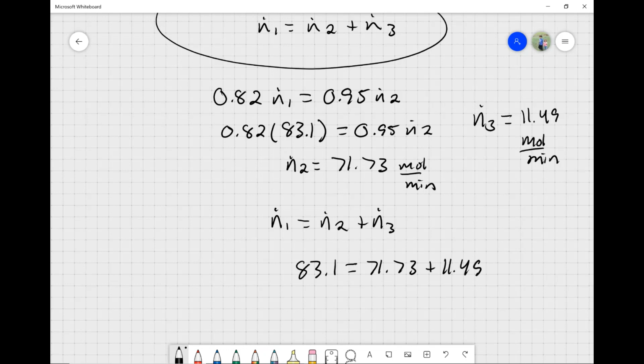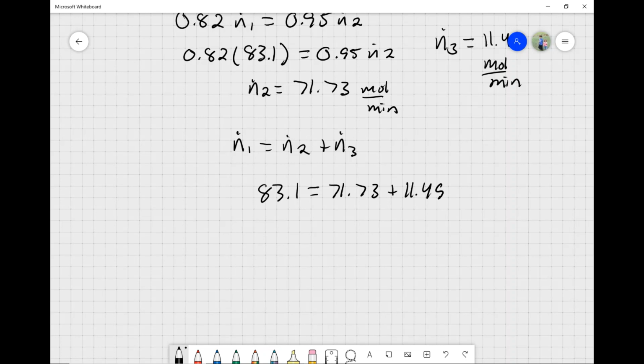So let me just work it out. I can't do this in my head for whatever reason. Plus 11.49. So 83.22 if you add it up. So I'm off by a little bit, but not that much. So it's pretty close. Yeah, this is acceptable. I may have made some rounding differences and whatnot. So we worked it out.